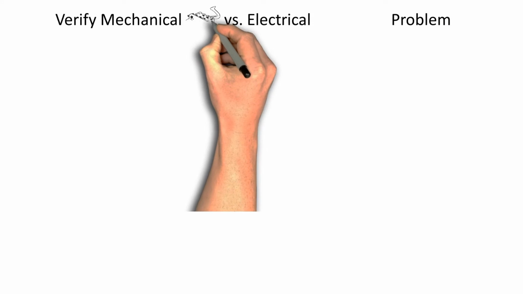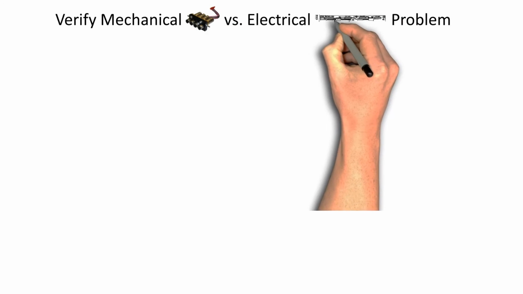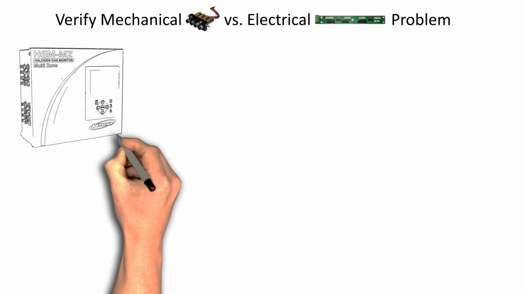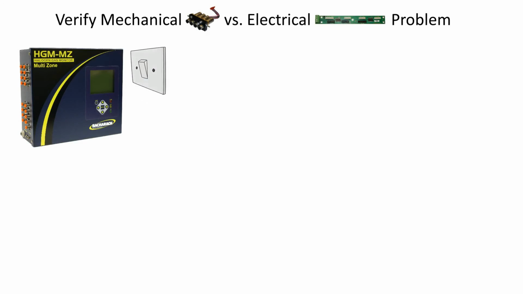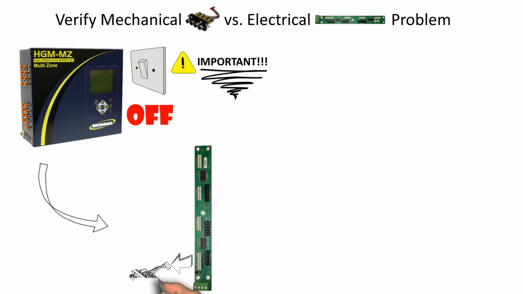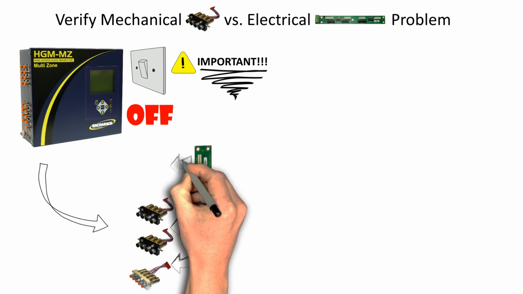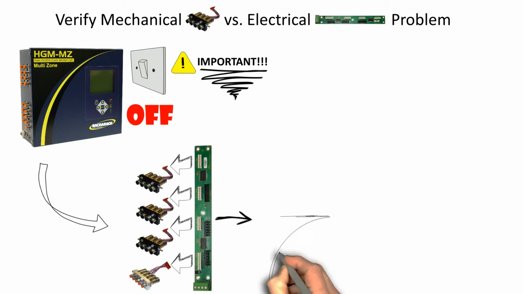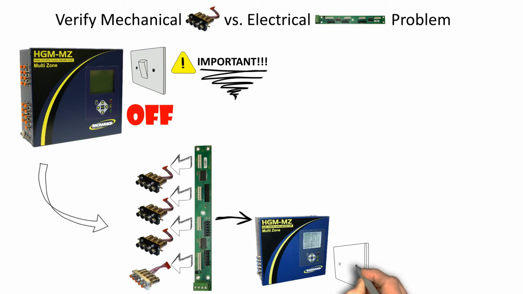As a final check to distinguish between a mechanical problem, a bad solenoid and manifold, and an electrical problem, a bad solenoid control board, do the following. Power down the multi-zone system. This step is critical, otherwise you'll destroy the solenoid control board. With the power off, disconnect the 4 solenoid connectors. Restore power to the system. Wait for the MZ to power up and complete its warm-up cycle.